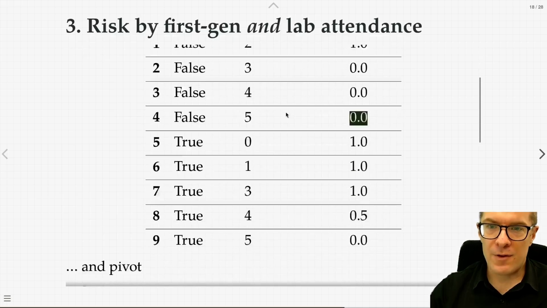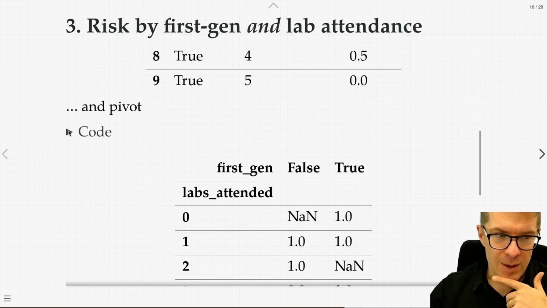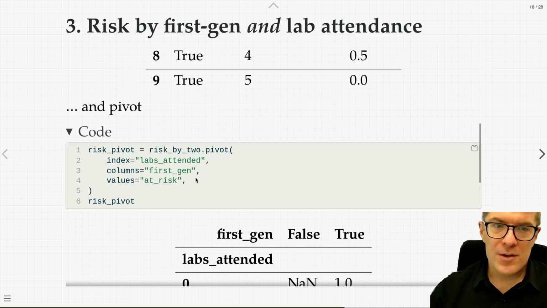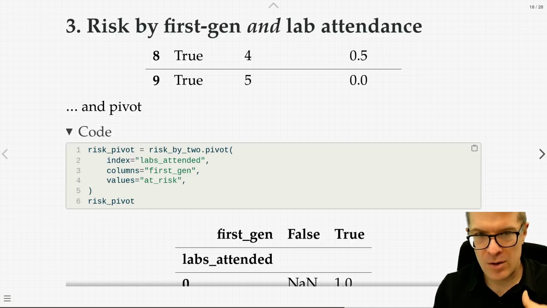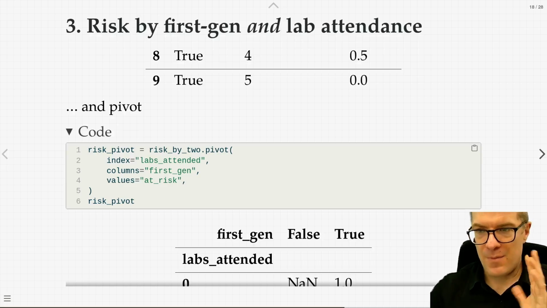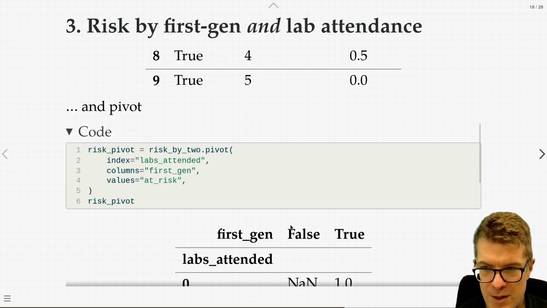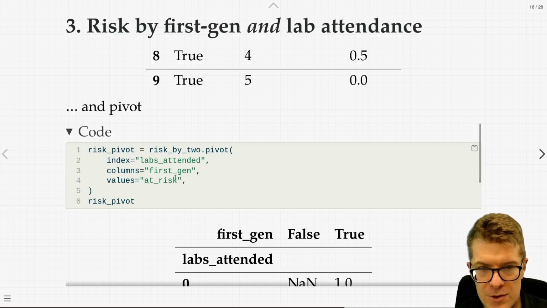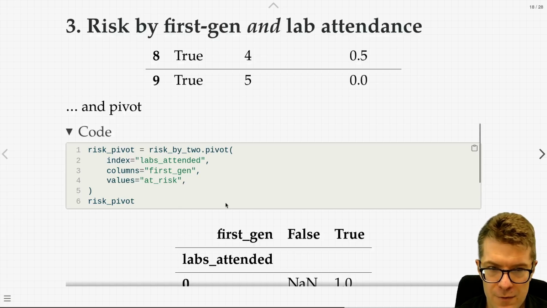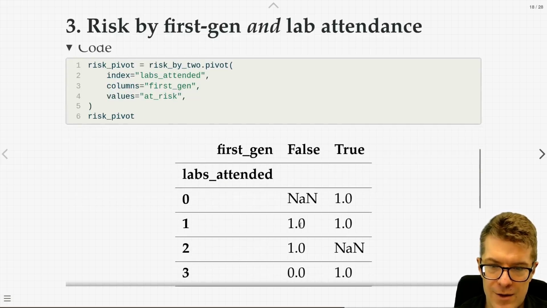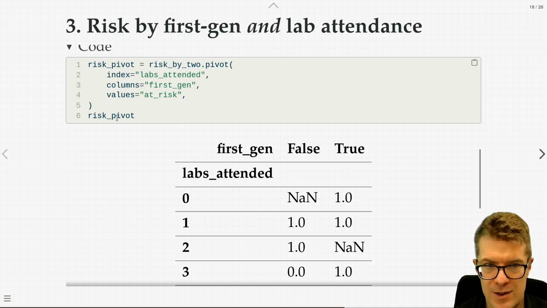Regardless, here I have this table. I've already extracted a story from it with some minor amount of effort, but I want to perform a pivot, and rearrange this long list of summarized data into a form that might be easier for me to digest. Visually, in terms of the table, maybe it's easier for me to get a figure out of it. So I perform the pivot. My indices now are going to be the number of labs attended. That's the rows. The columns are the values of first gen, and all the elements of the table are going to be my at risk, and then I just print it on line 6.